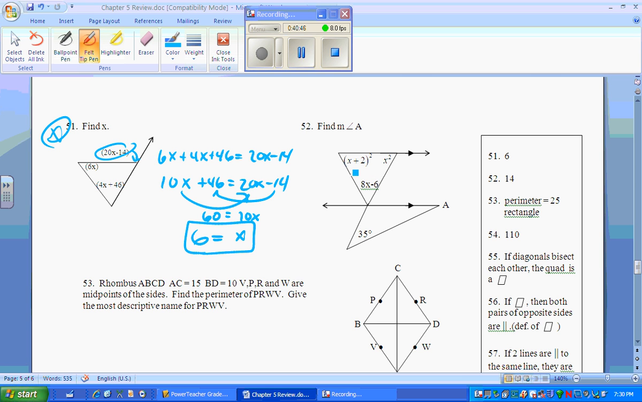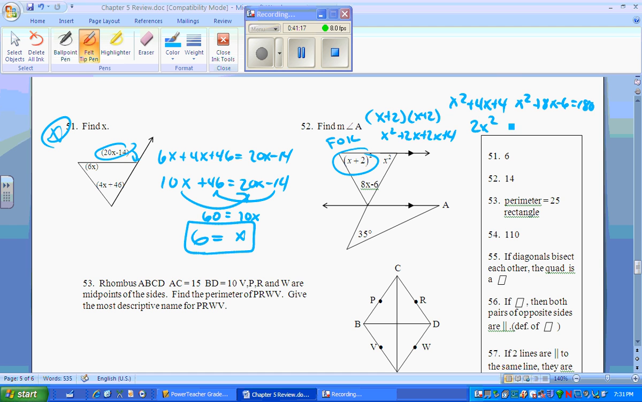Have to know it. Over here we have a triangle. The triangle has to add to equal 180. This you have to FOIL, F-O-I-L. So we're going to get x plus 2 times x plus 2, giving you x squared plus 2x plus 2x plus 4. So that's x squared plus 4x plus 4. We're going to add another x squared to that, and then we're going to add x squared minus 6 and set it equal to 180. So we're looking at 2x squared. We notice that we got plus 12x, and we're going to do minus 2 equaling 180.